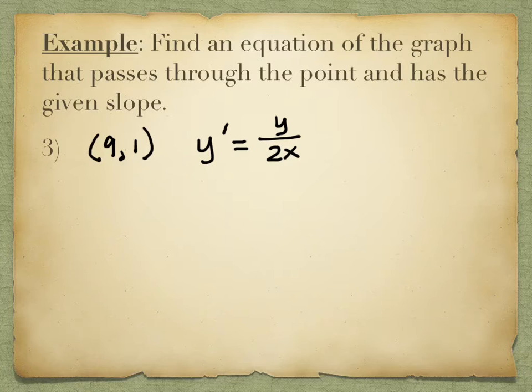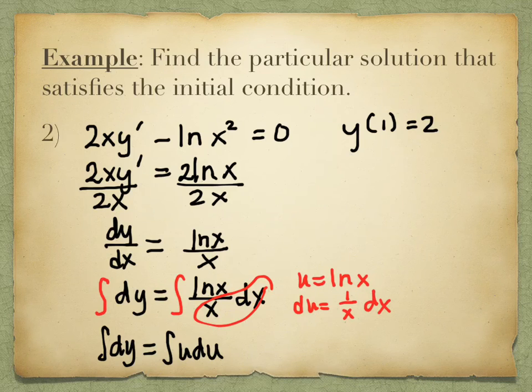Okay, one more. These directions are a little bit different. It says, find an equation of the graph that passes through the point that has the given slope. You don't have to plug in on the other one, because y equals 2, the particular solution that satisfies the initial condition. So we don't have to do that. I plugged 1. It says y of 1 equals 2. On the other one. Let me move back here. You have to plug that into the solution.